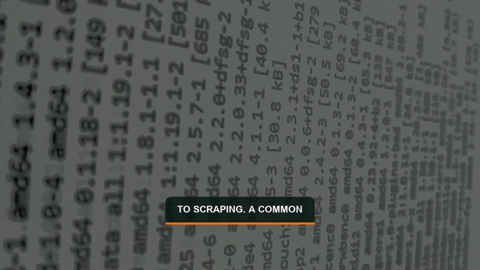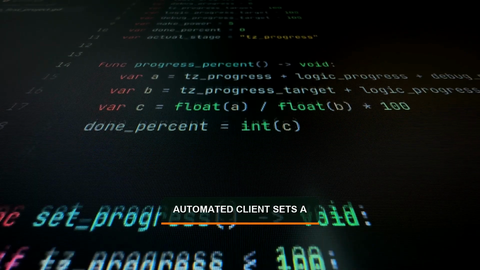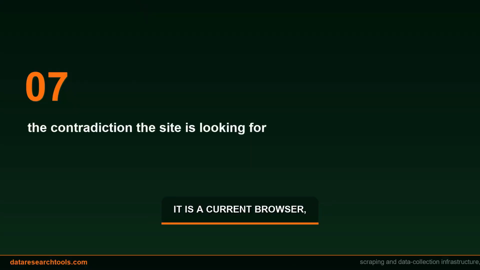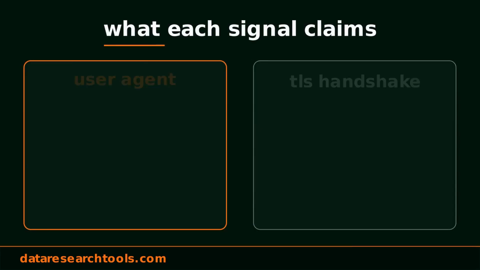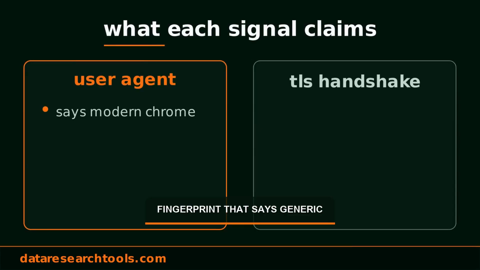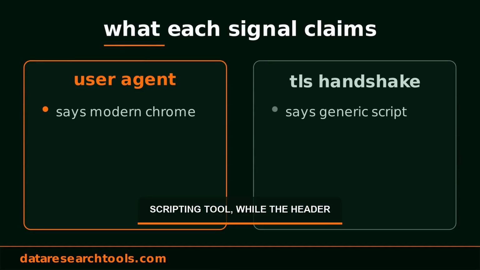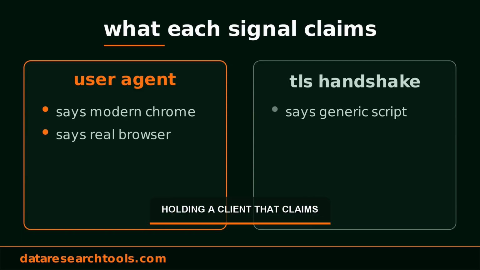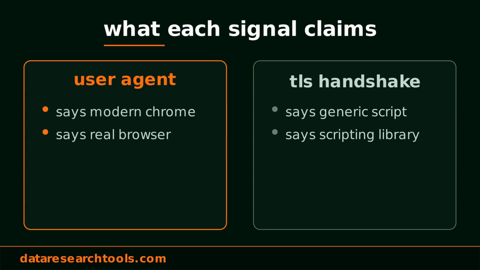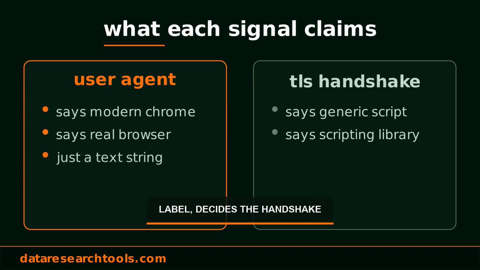The contradiction the site is looking for. Now the piece that ties it to scraping. A common automated client sets a user agent string that says it is a current browser, because the user agent is just text and you can put anything in it. But that same client negotiates TLS using whatever its underlying library does. And that library was never trying to imitate a browser. So the handshake produces a fingerprint that says generic scripting tool, while the header a moment later says modern Chrome. Those two things do not match. The site is holding a client that claims to be one thing and connects like another, and that disagreement is the whole game.